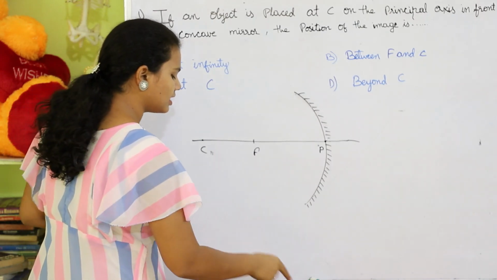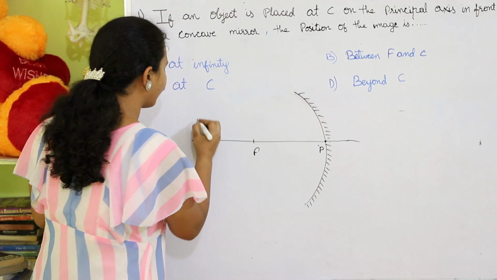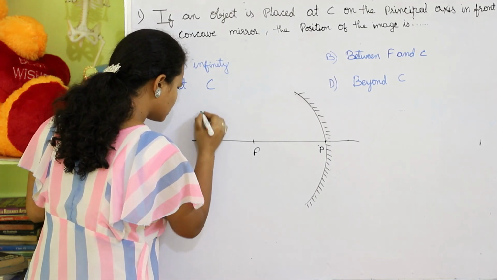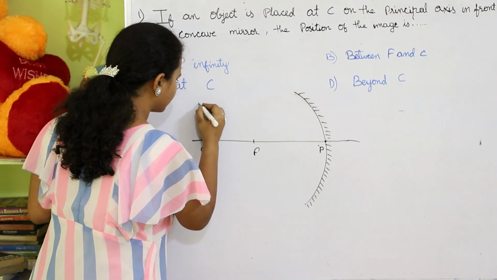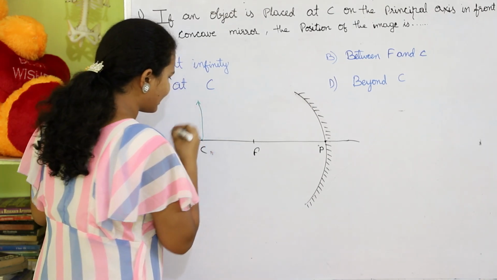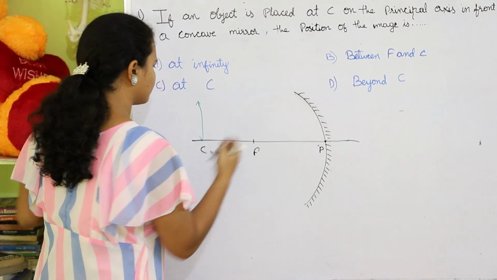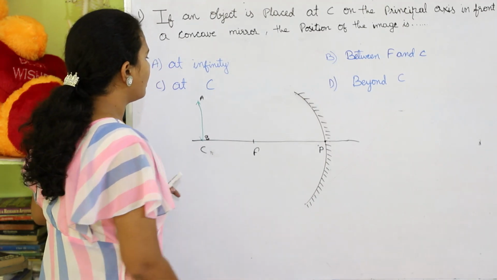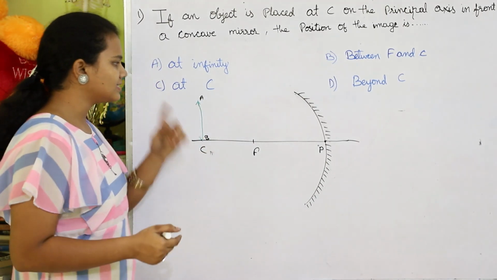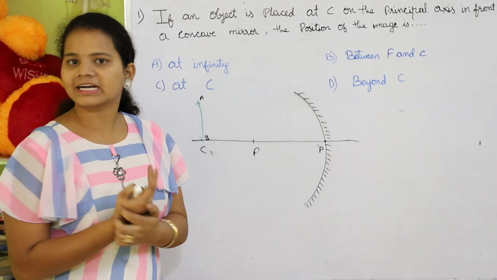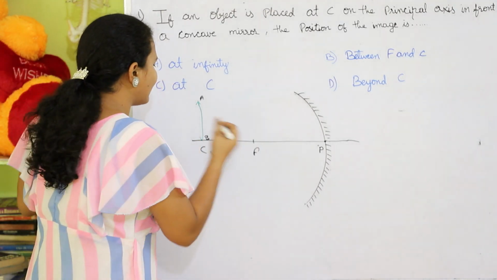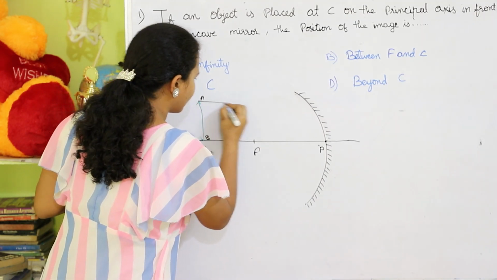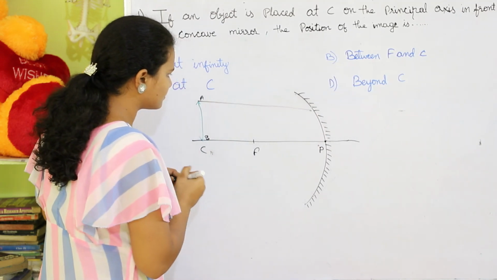So let me draw this. Here you have the center of curvature, and here I have placed an object on the center of curvature. Clear? Let us name the object AB. Now, to find where the image is formed, we can construct the image formation by two rays. So the first ray travels something like this. It travels parallel to the principal axis.